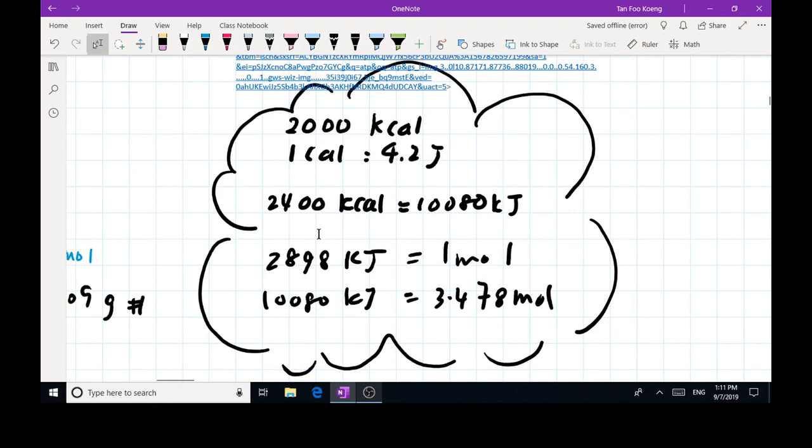So let's say on average we need 2,400 kilocalorie of energy for an adult. So 2,400 kilocalorie is equivalent to 10,080 kilojoule of energy. Having known that 1 mole of glucose is going to give us 2,898 kilojoule of energy, that means to gain so much energy, we need so many moles of glucose.